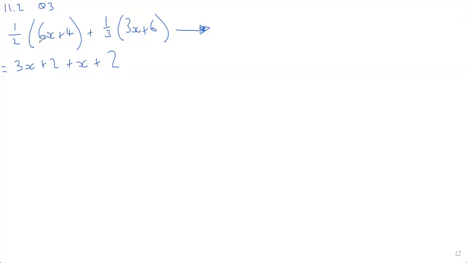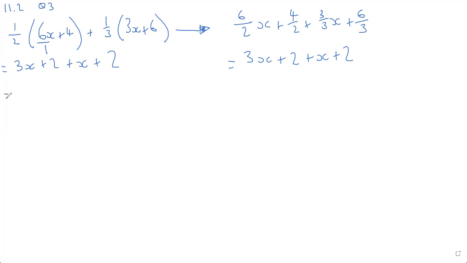So again, you can think of this as being over 1. So 1 times 6 is going to be 6 over 2x plus 4 over 2. And then same thing here, plus 3 over 3x plus 6 over 3. And this will all simplify down to exactly what I had here. So 6 over 2 is 3, 4 over 2 is 2, 3 over 3 is 1, and 6 over 3 is 2. See how it gives us the same thing? I don't mind which way you want to think about it, but you'll need this method when it's not quite as simple as this.